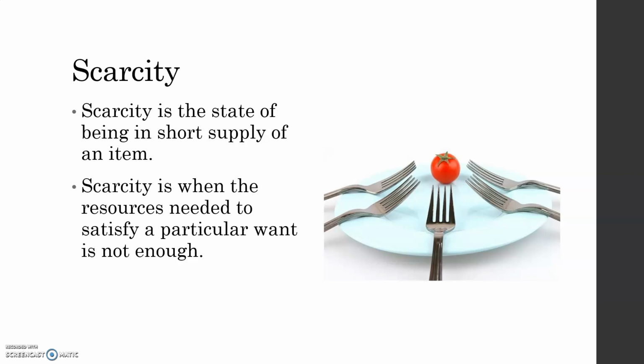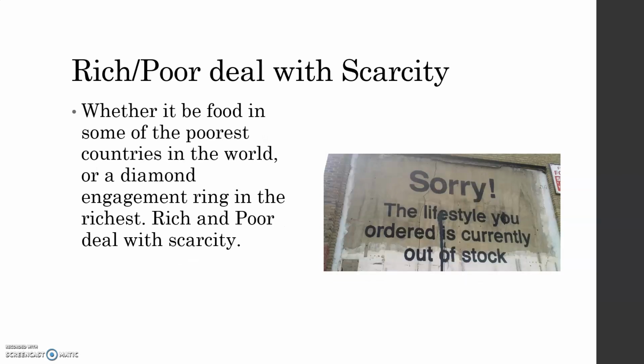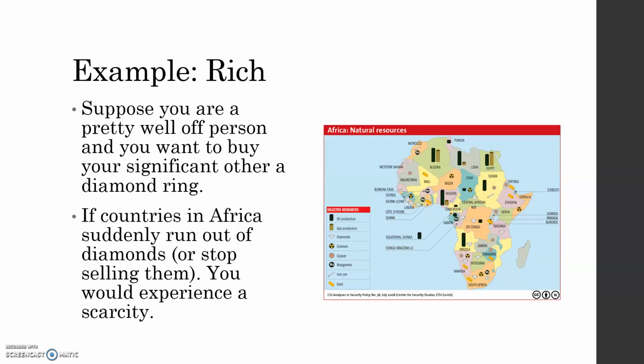Now, when it comes to scarcity, this idea of being in short supply of an item, both the rich and the poor deal with scarcity. Whether it be food or a diamond engagement ring, sometimes things just go out of stock. Scarcity is not something that is just limited to the poor. An example for the rich: suppose you are a well-off person and you want to buy your significant other a diamond ring. Well, if the countries in Africa suddenly ran out of diamonds or stopped selling them, you would experience a scarcity. You would experience something known as out of stock.